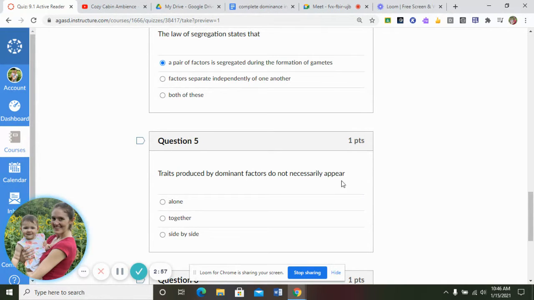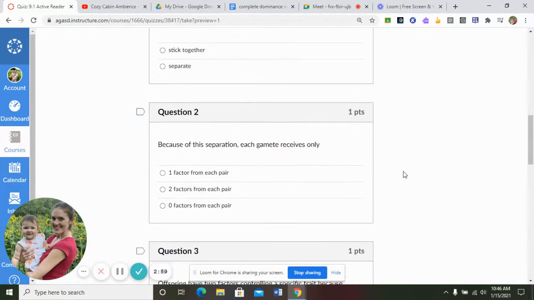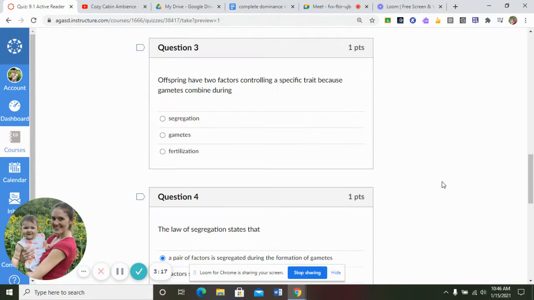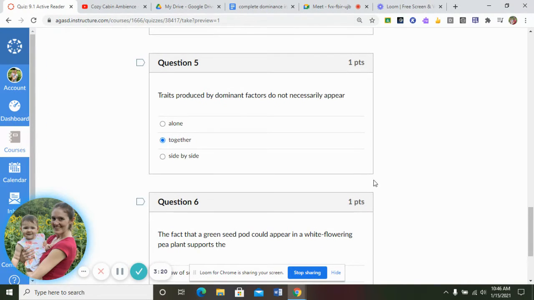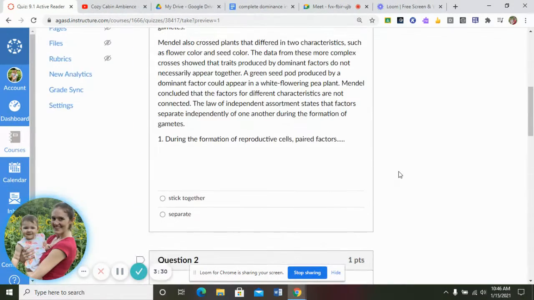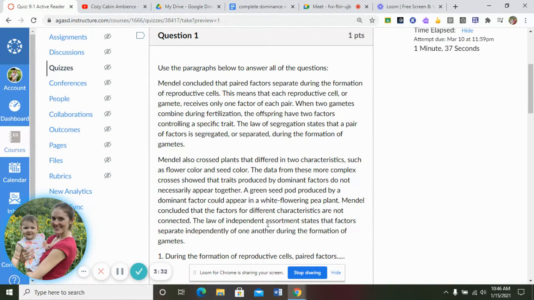Traits produced by dominant factors do not necessarily appear together. So the data from these more complex crosses shows that traits produced by dominant factors do not necessarily appear together. And the last one, the fact that a green seed pod could appear in a white flowering pea plant supports, and that whole bit was talking about the law of independent assortment here.